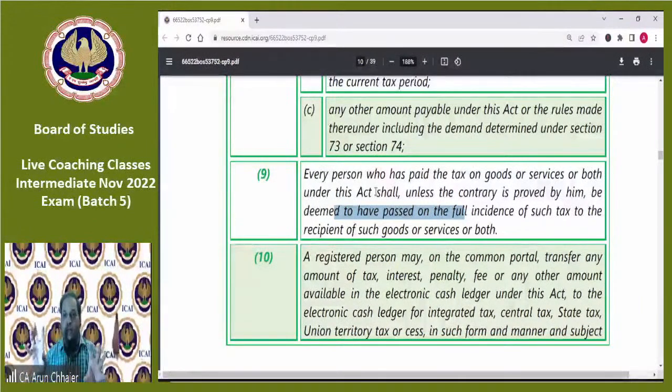So there are two types of ledger. So what is the ledger? It is nothing but my bank account with the GST government. One in which I am depositing the cash, one in which I am reporting my inward ITC. I hope it is clear.